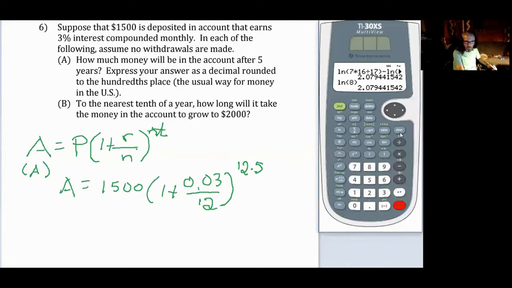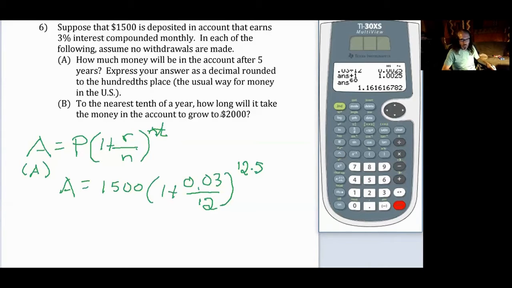Now on the TI-30, this could be typed in all at once, but if you did have to break it down, 0.03 divided by 12, add the 1. So we finish the parentheses, and then we're going to raise it to whatever N times T is. Now, if you've got parentheses on your scientific calculator, you put parentheses around the exponent and have it do the multiplication, and then raise that previous answer to that power. But 12 times 5 is 60.